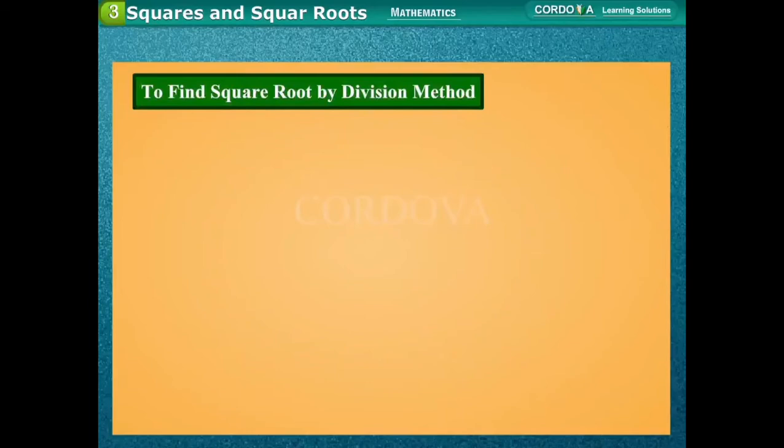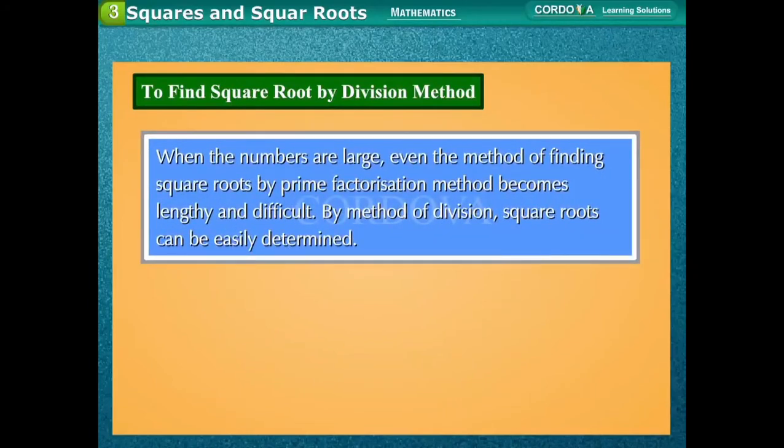To find square root by division method. When the numbers are large, even the method of finding square roots by prime factorization method becomes lengthy and difficult. By method of division, square roots can be easily determined.